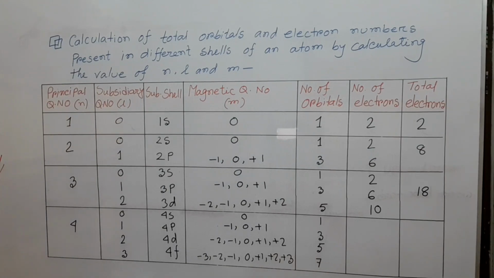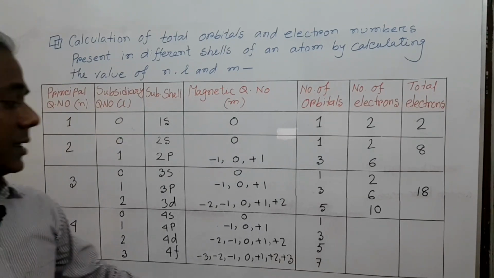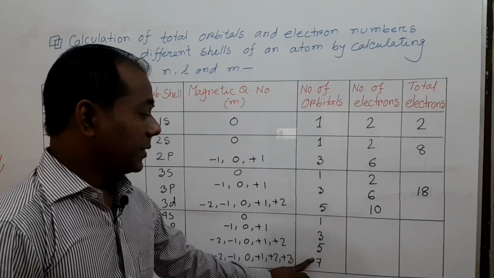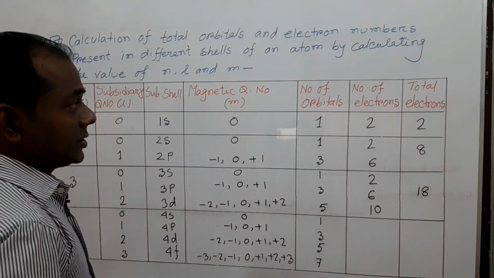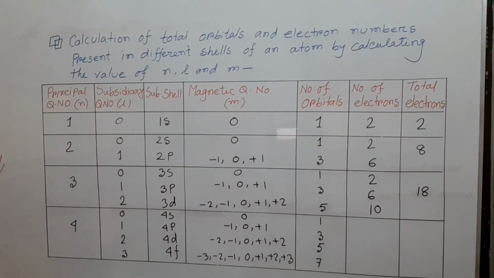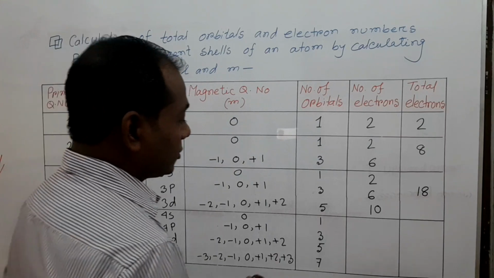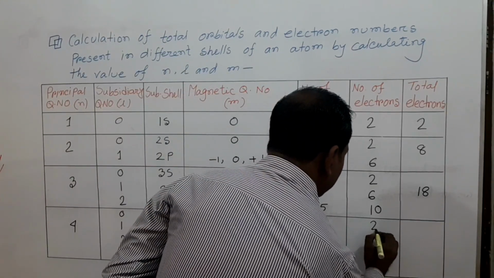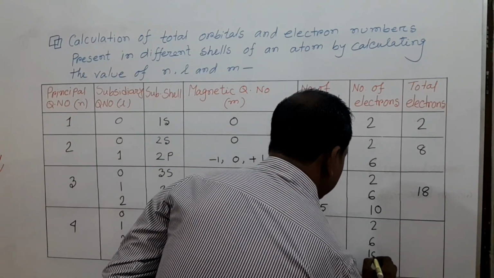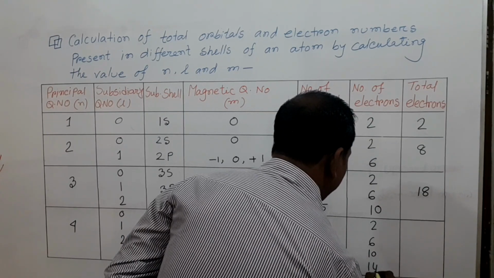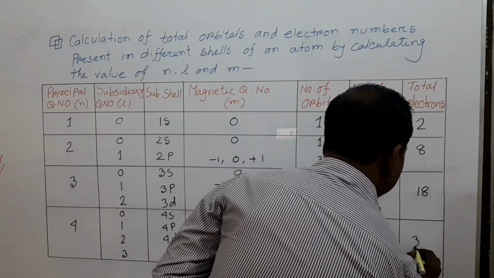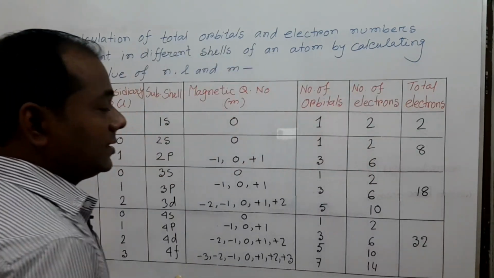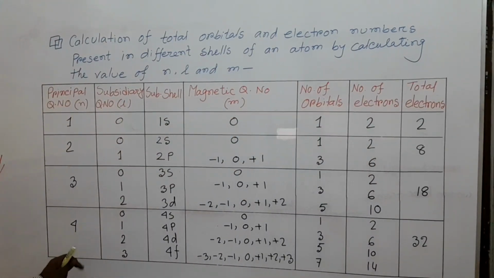So the total number of orbitals present in fourth shell, that is 7 plus 5 plus 3 plus 1, that means 16 orbitals present in fourth shell, and number of electron 2, 6, 10, 14, that is total 32 electrons present in fourth shell.